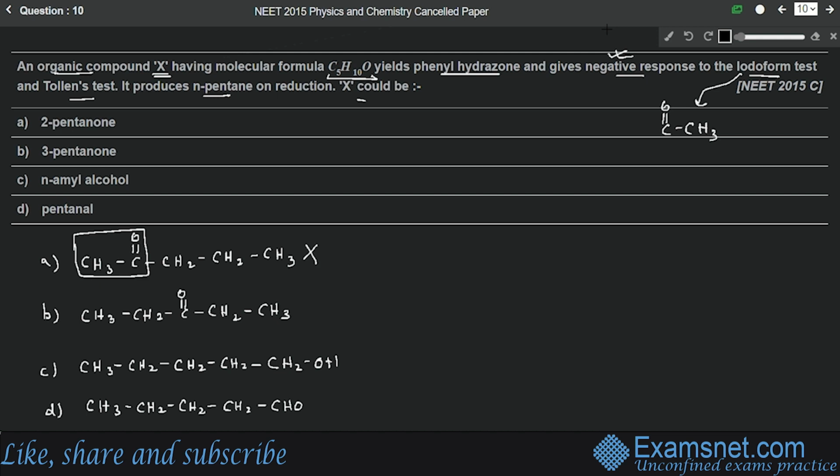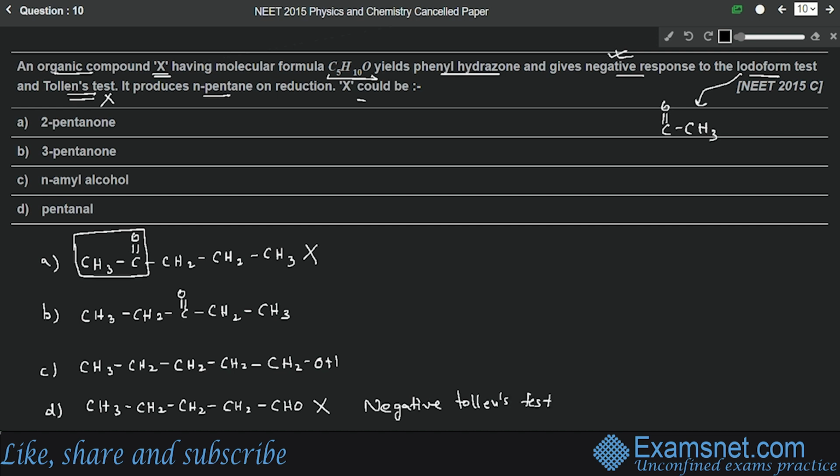So this is not the correct answer because the iodoform test is negative. Then it is also giving a negative Tollens test. We know that Tollens test will be positive if it is an aldehyde. So this negative Tollens test means that it is not an aldehyde. So option D is also eliminated because it is giving a negative response to Tollens test. So aldehyde is also eliminated.